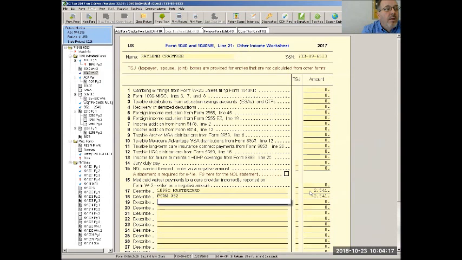Mine's up to 83. Oh, you know why? Oh, I have to go back to that other worksheet. Right, which they did. I did that right. I have to add it down here. No, that should be zero. Okay.